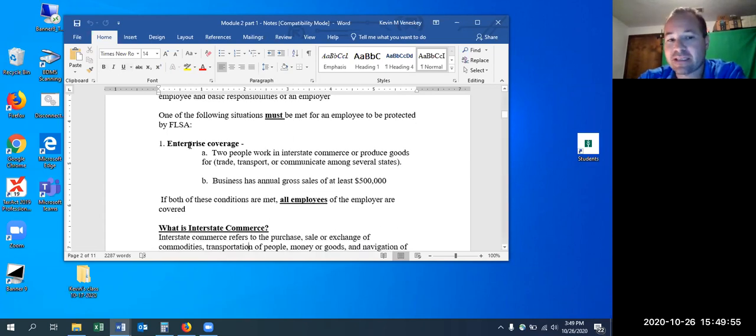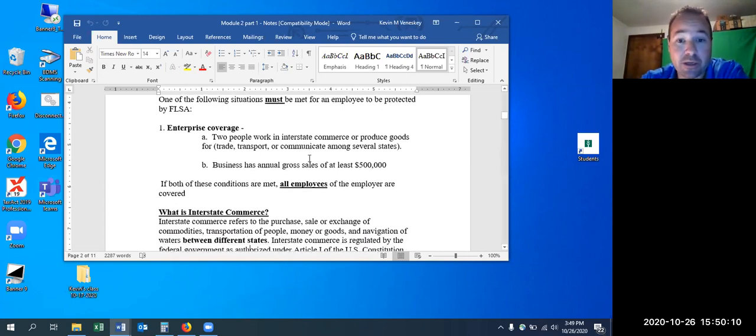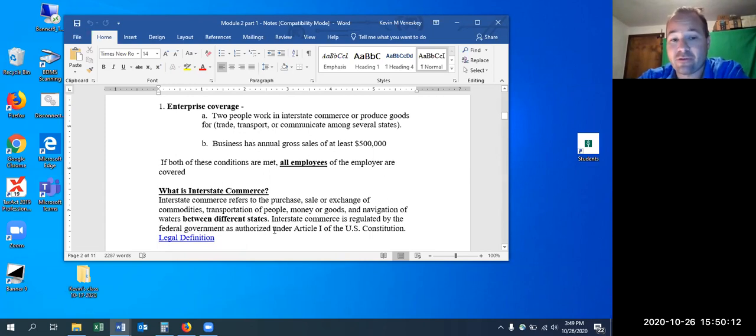For you and everybody in the company to be protected, only 2 things have to be met. One, you have to have 2 people in the business who work in interstate commerce. You might think, okay, I don't even know what that means. Interstate commerce, there's not a lot to it. Basically, if you buy or sell or do anything that moves products or deal with people from different states, then you are automatically in interstate commerce.